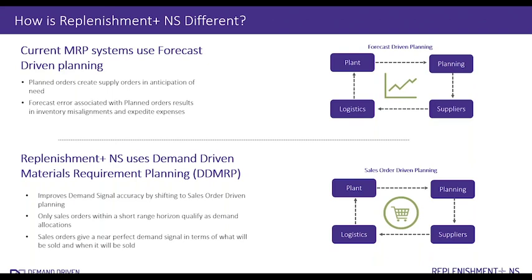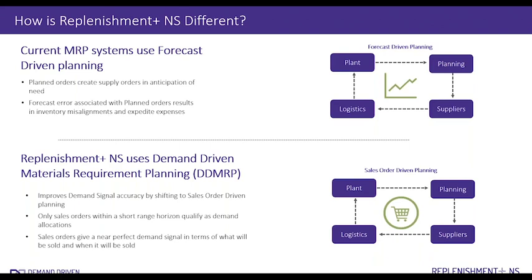With Replenishment plus NS, we're going to shift to using a DDMRP methodology, or demand-driven materials requirements planning. This is going to improve the demand signal accuracy by shifting to sales order-driven planning, or consumption-based planning, if you will. So only sales orders within a short time horizon are going to qualify as demand allocations, and we know sales orders are going to give us a near-perfect indication of what's being sold and when it will be sold.